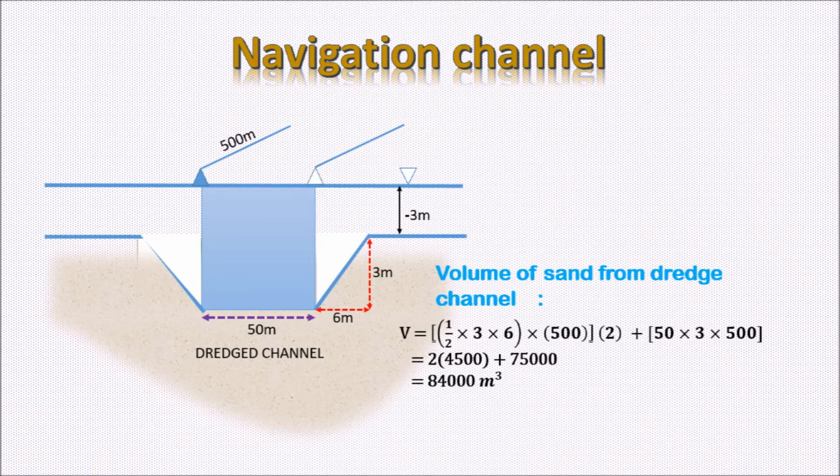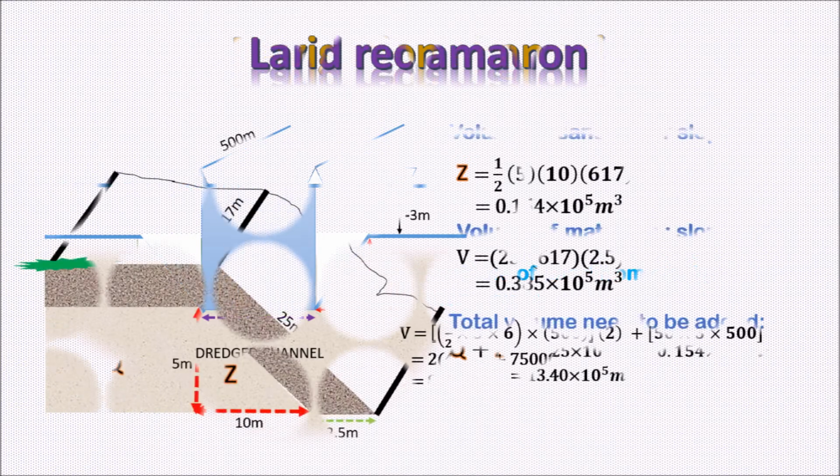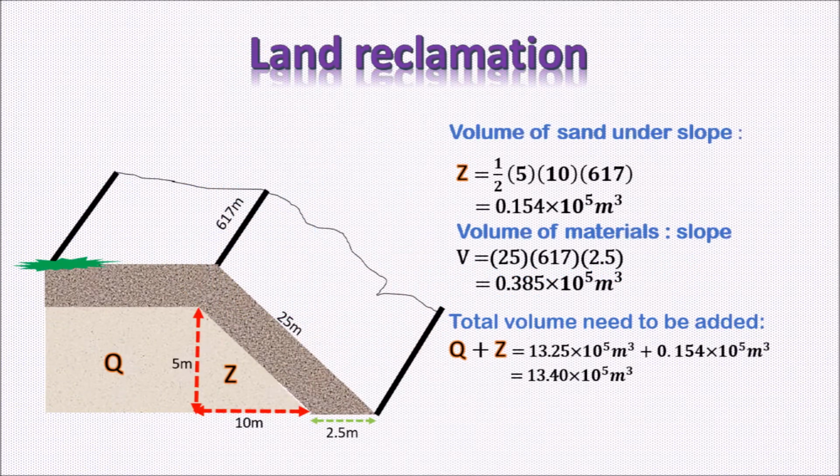So this is our cross-sectional area for the navigation channel that we need to construct along the river mouth of Sungai Kelantan. As you can see, the depth from the surface of the water to the sea base is 6 meters, the width is 50 meters and the length is 500 meters. This navigation channel is needed to ease the fishermen to go past the river mouth. So this is our calculation for land reclamation.